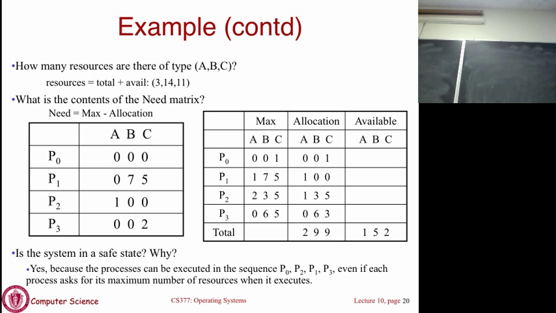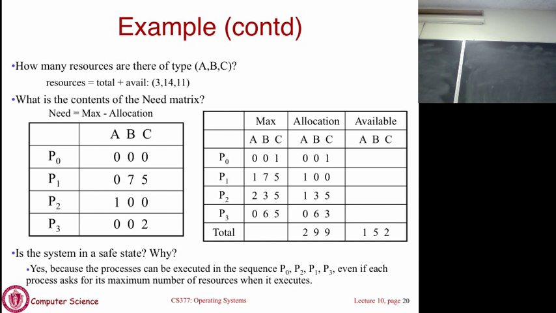So let's just say we run P0. Now P0 has 1 copy of C. So P0 has finished, releases its 1 copy of C. So now what do we have available to allocate? What's our current available resources after P0 runs?